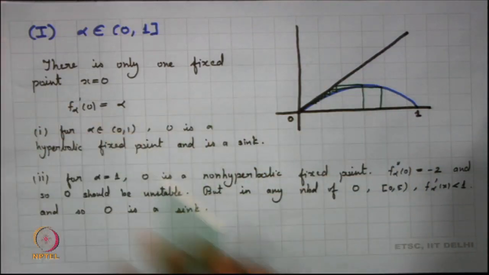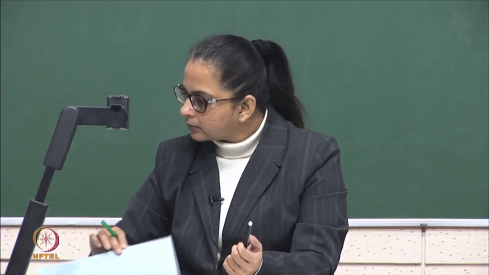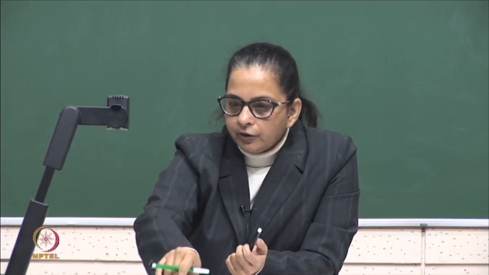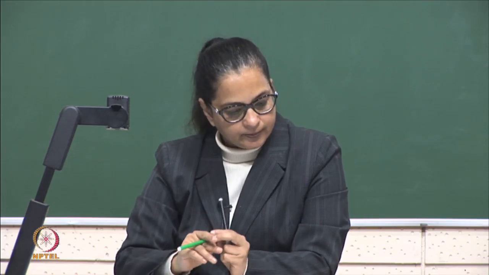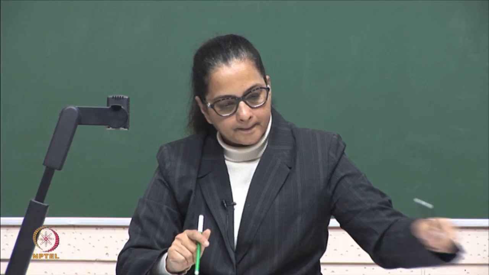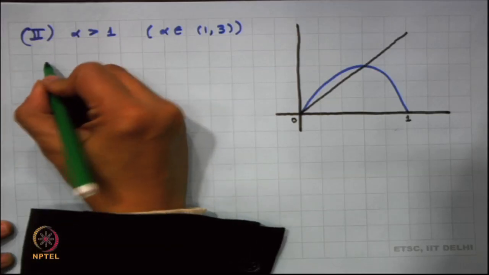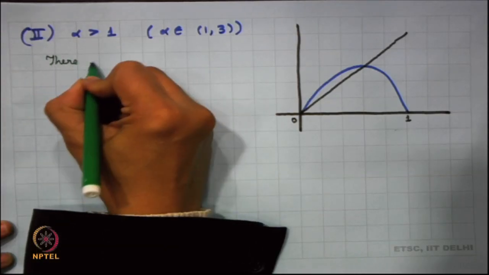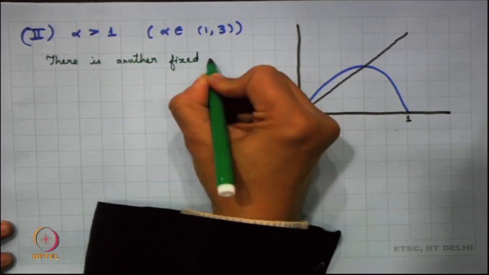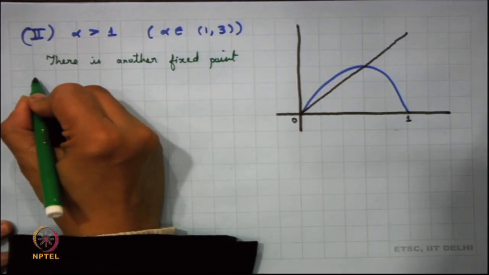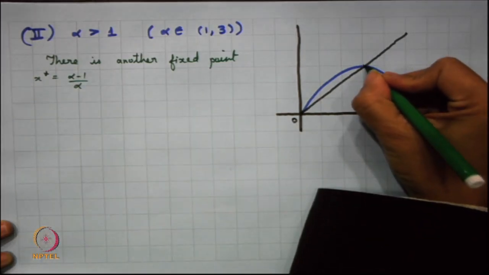Now, the case changes when alpha becomes greater than 1. So, we look into this case, alpha greater than 1. What happens when alpha is greater than 1? Yes, we have another fixed point. So, when alpha is greater than 1, there is another fixed point. Let me call it x star, which is basically alpha minus 1 by alpha.